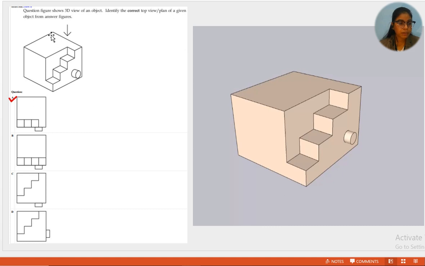So this line is not possible, because this is your top profile, and here it is a line, which is not possible. That's why B is wrong. And in C and D, what they have done is shown you the elevation of this staircase, but you have to find out the top view. That's why C and D are wrong. And we are left with A. So A is your right answer.